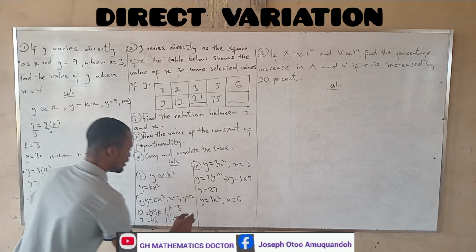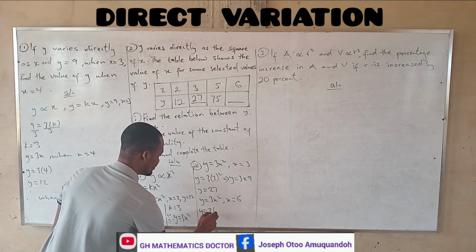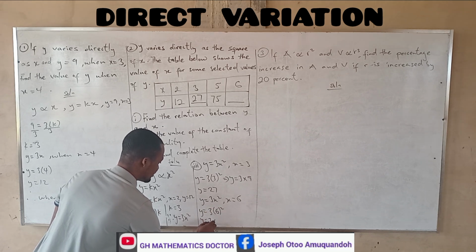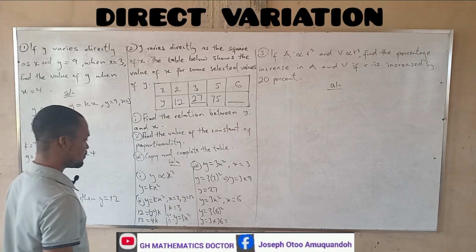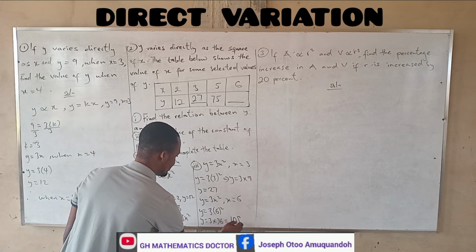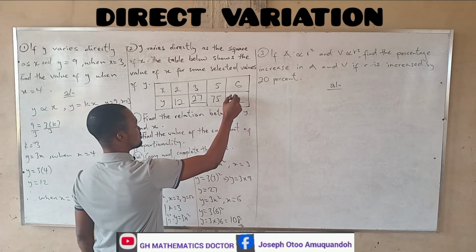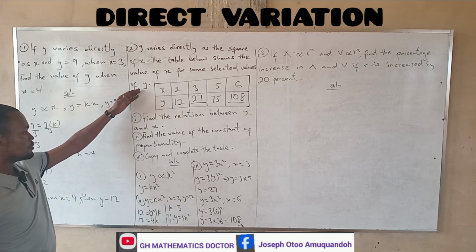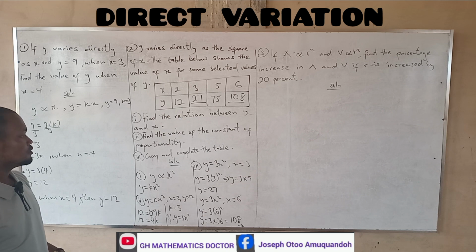All right, so we have y equal to 3 into bracket 6 squared, and we are going to get 3 times 36, and that will give you 108. So we also put 108 here. So that is the complete table. So we follow this procedure to also try some questions when you are being asked for.